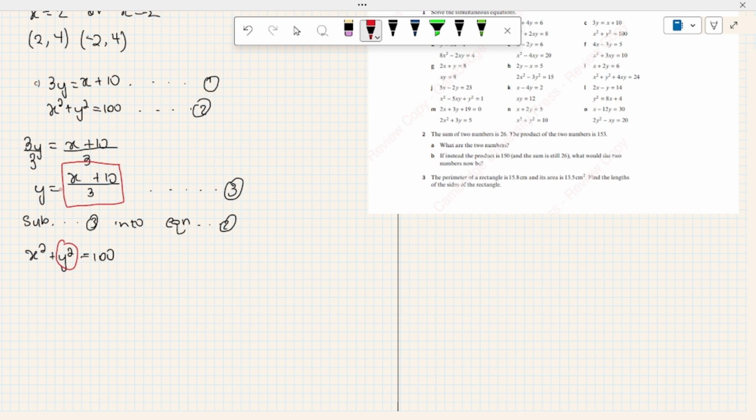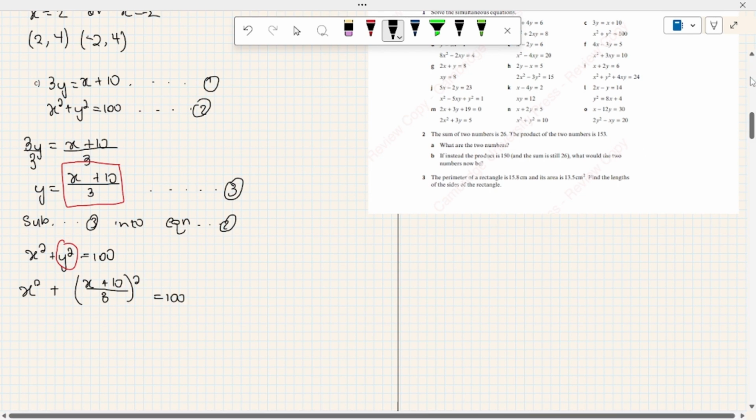because we've already declared that y is equal to that. So instead of y, we put in our declaration of what y stands for, and solve. So basically: x squared plus (x plus 10 over 3) all squared is equal to 100.